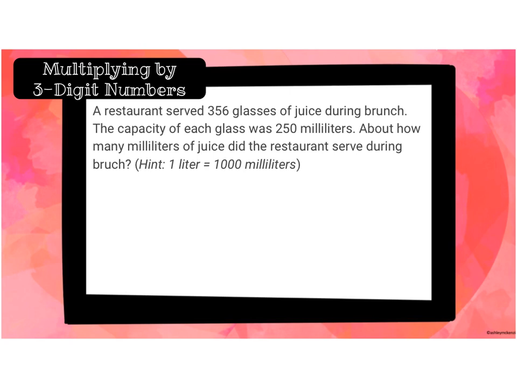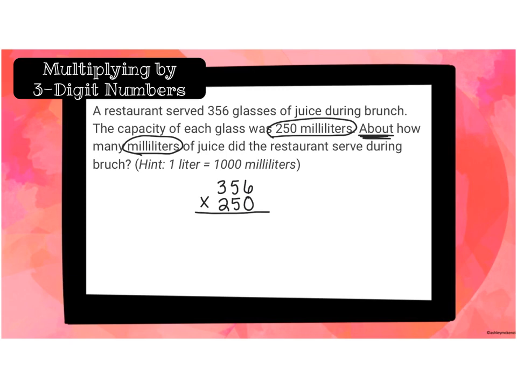Okay, so the first thing I want to make sure is that the numbers I'm working with here are all in milliliters, because the question says about how many milliliters of juice did the restaurant serve. So I don't necessarily need to know that 1 liter is 1,000 milliliters because everything is staying the same. I'm not having to change from milliliters to liters in this problem. So what I'm going to do is set my problem up. I have 356 times 250.